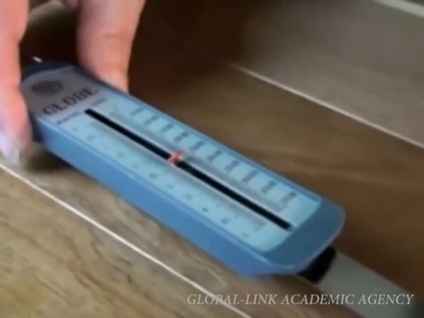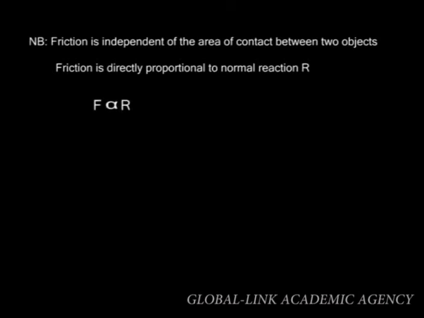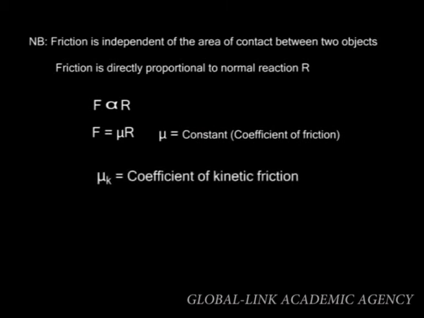Important to know is that friction is independent of the area of contact between two objects. However, friction is directly proportional to normal reaction R. So F is proportional to R and therefore F is equal to mu R, where mu is a constant called the coefficient of friction and depends on the surfaces in contact, and R. Mu subscript k is the coefficient of kinetic friction. Mu subscript s is a measure of static friction.